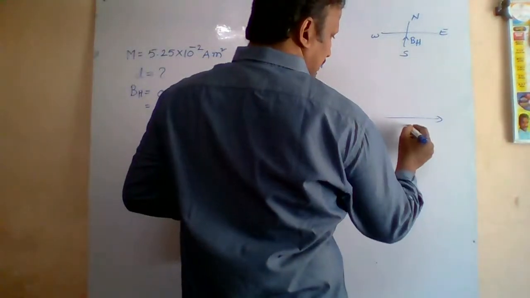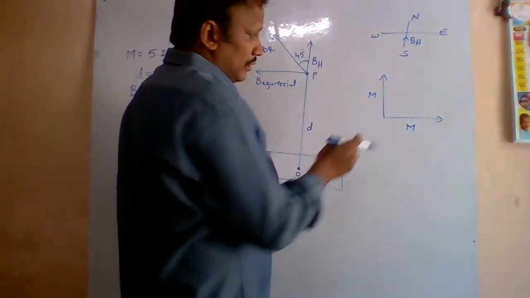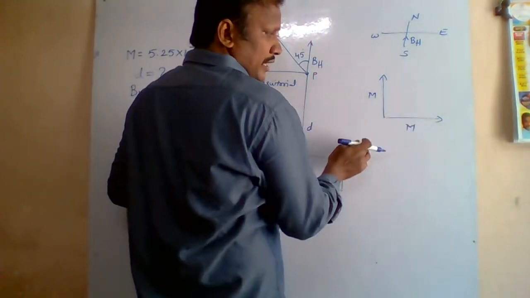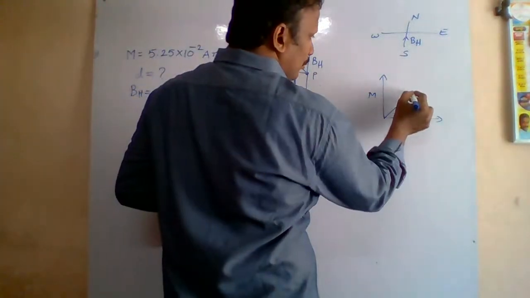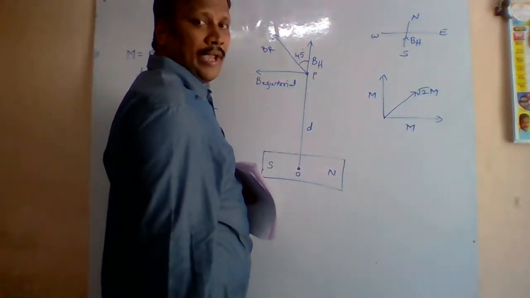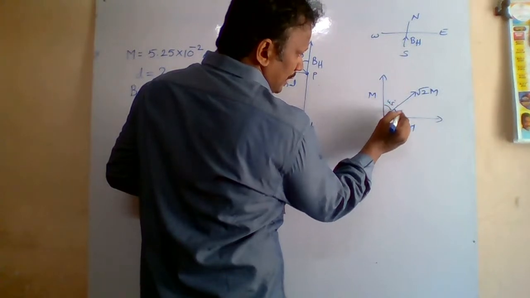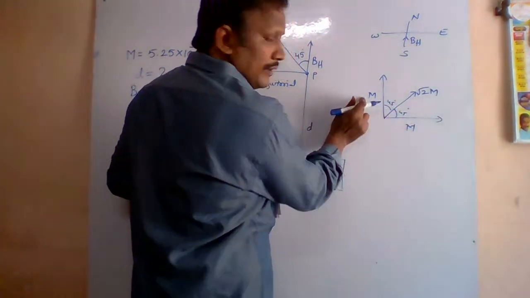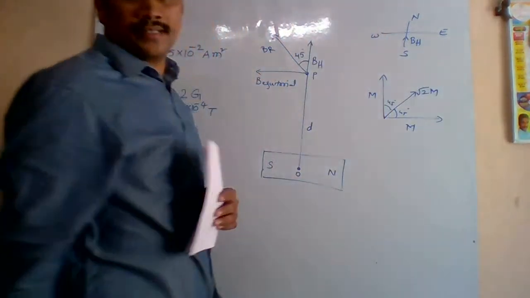Suppose here I am taking this is M. One bar magnet, the first bar magnet, has magnetic moment in this direction. The second one is in this direction. Both are perpendicular. The resultant magnetic moment in this direction is nothing but what? The resultant magnetic moment is equal to root 2 M. But what is the angle? From here to here 45, from here to here 45. So if both are equal, the resultant is exactly in between them and it is making an angle of 45 degrees.